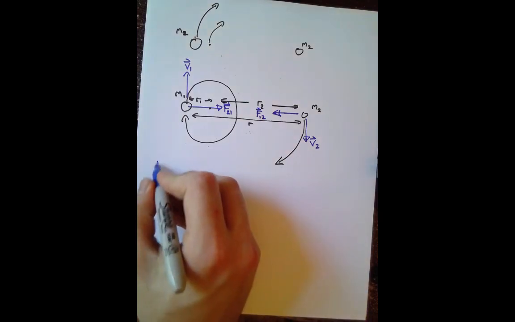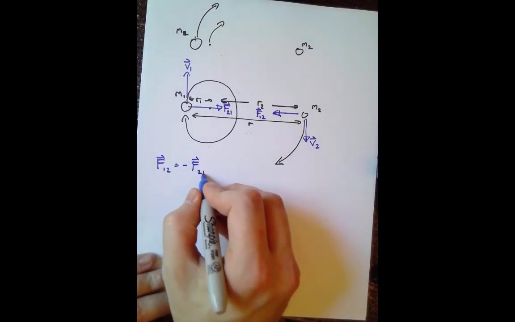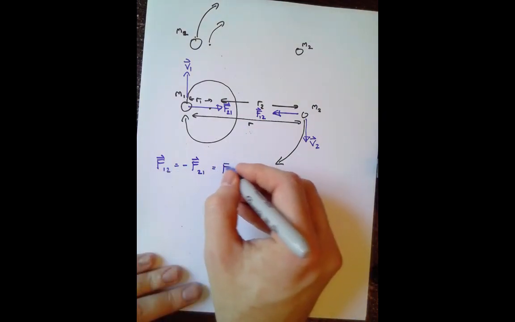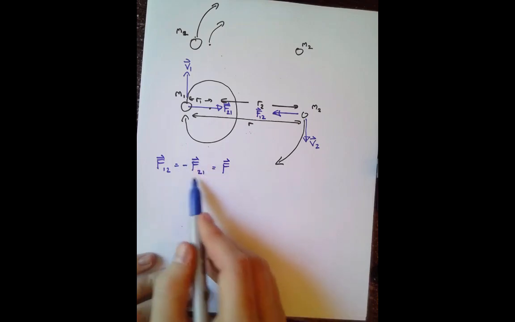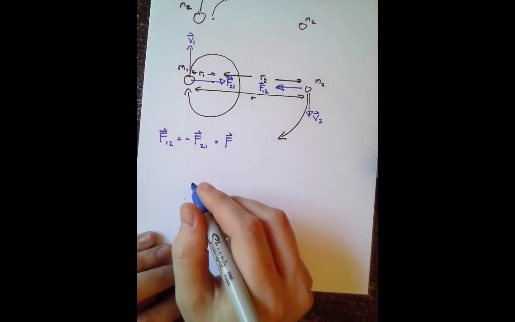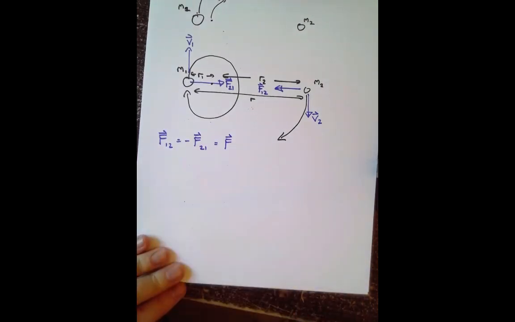Okay, so we have F12 is equal to minus F21. And we'll just call F12 F. And therefore this is minus F, just to save the markers. The forces are equal and opposite.